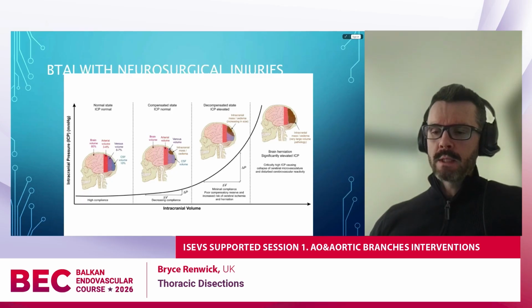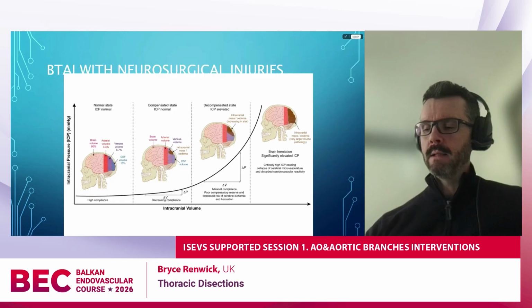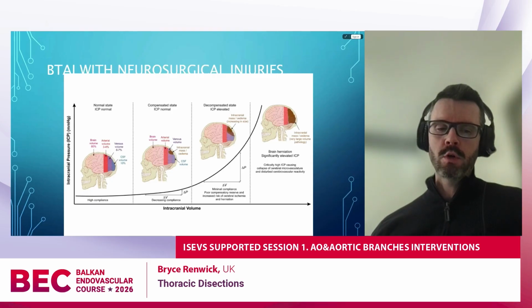And the problem with this is the intensivists or your neurosurgeons might want these patients run at least normal blood pressure and possibly higher blood pressure or supranormal blood pressure to maintain cerebral perfusion.